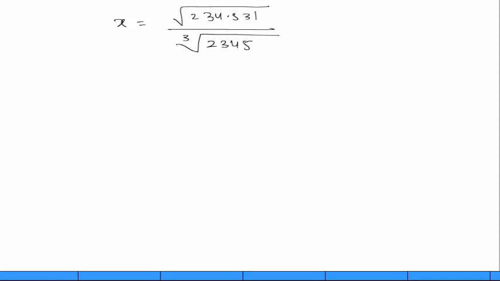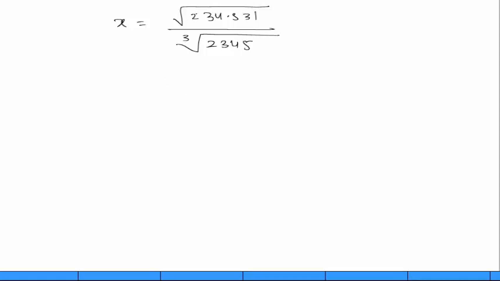Now we take the next part, that is we will solve problems based on antilog tables. Let's just take a question. This is mostly important for your physics and chemistry purposes. Let's say x is equal to the square root of 234.531 divided by the cube root of 2345. What should be the value of x?